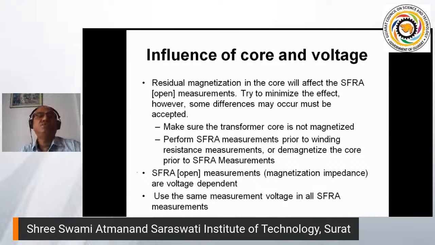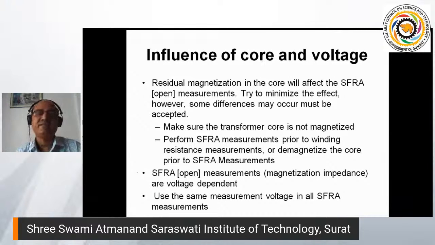Now, the influence of core and voltages. Residual magnetism in the core will affect the SFRA open circuit measurement, because the core is in the path. In the open circuit test we try to minimize the effect, however some difference may occur, which we accept. Make sure the transformer core is not magnetized. Perform the SFRA measurement prior to winding resistance measurement, or demagnetize the core prior to the SFRA measurement. So if you do an SFRA measurement, the core has to be demagnetized to start it.